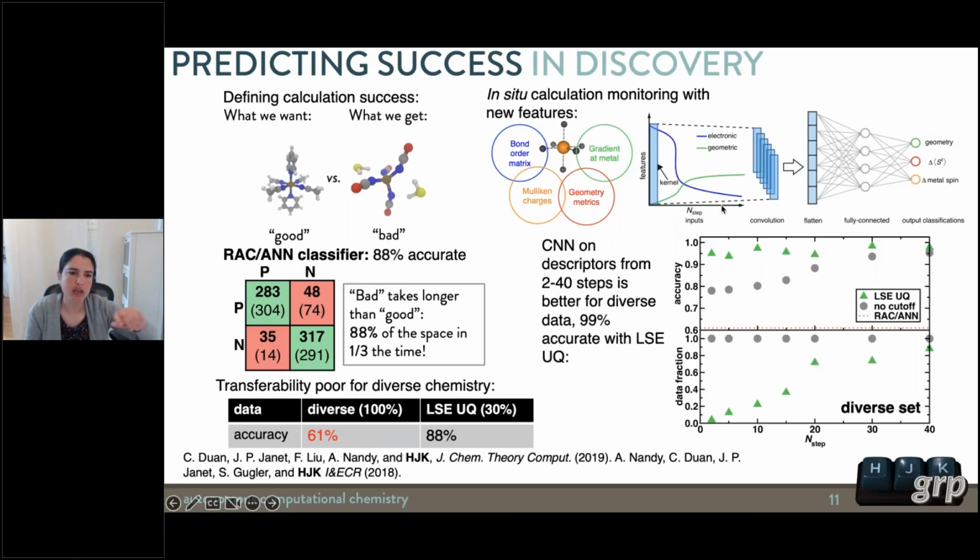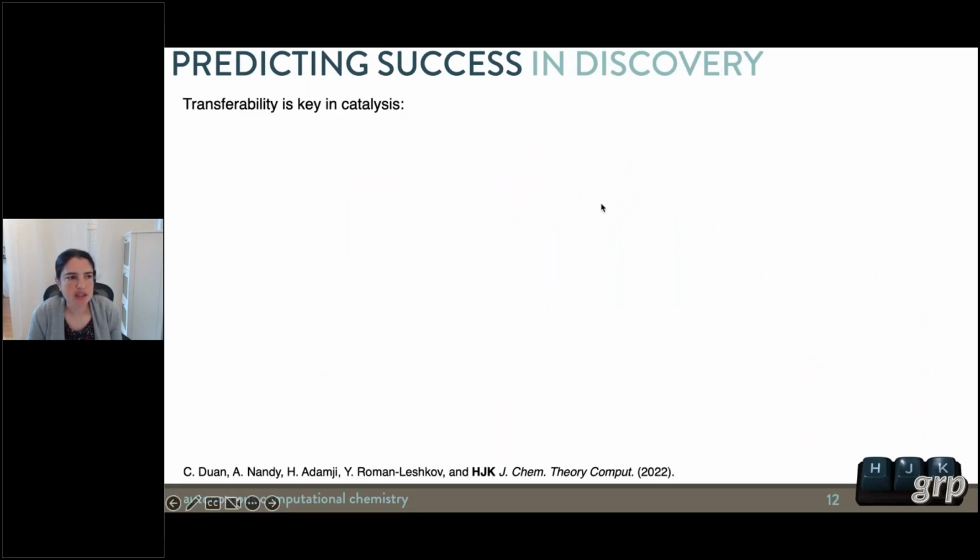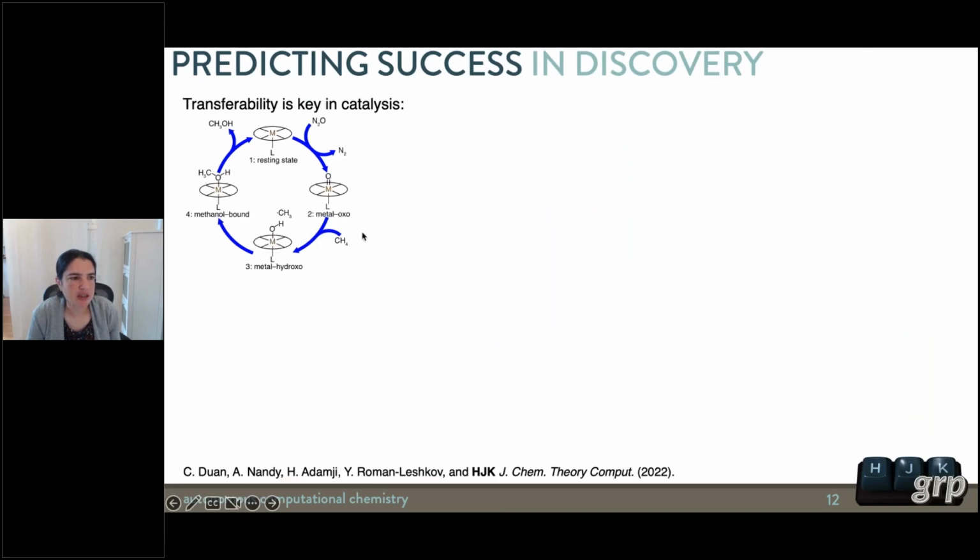So we take just the beginning part of the optimization, but the more of that information that the model has, the better it is at predicting if the calculation will fail. And we extended this to the catalysis problems I hinted at earlier. So we applied it to the full catalytic cycle of methane to methanol conversion.